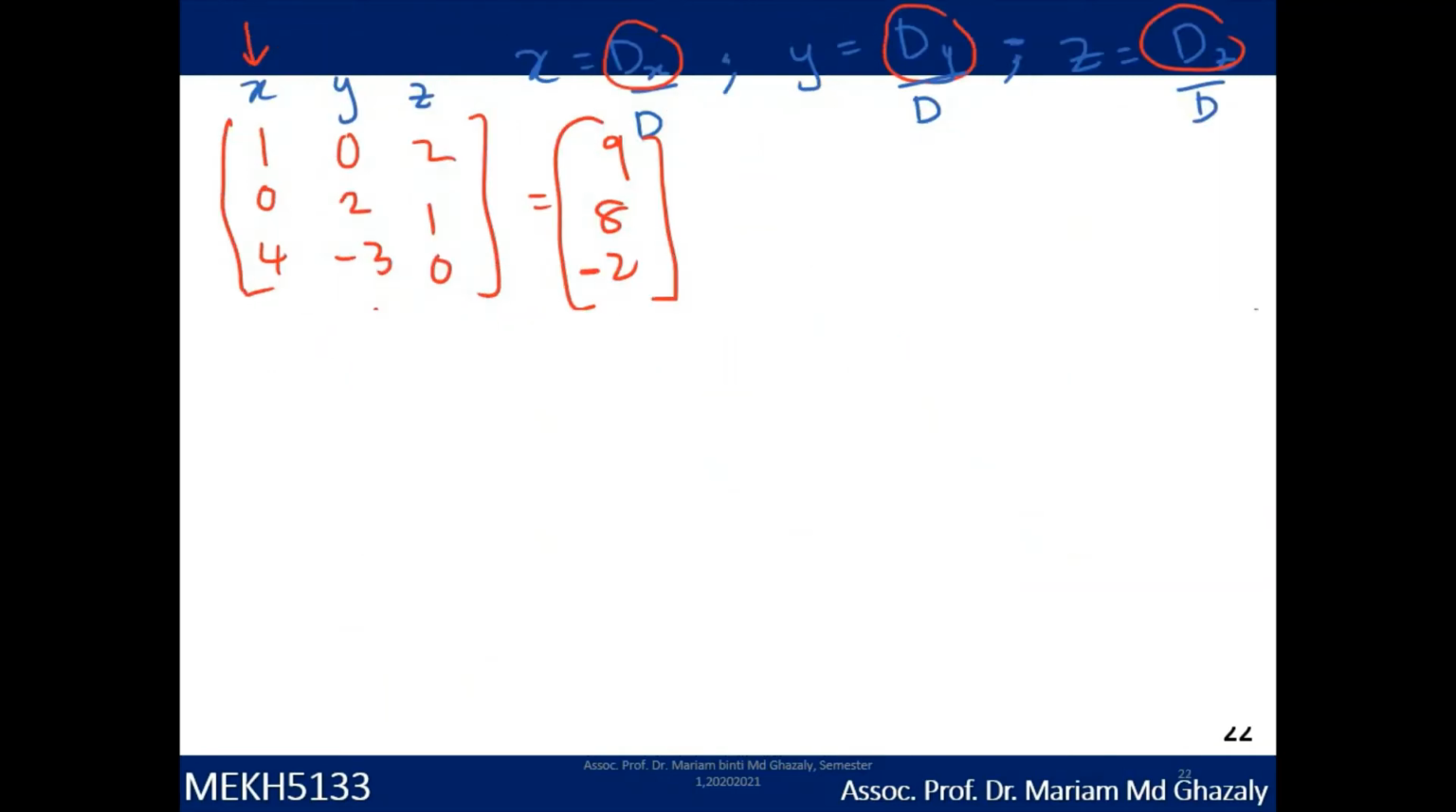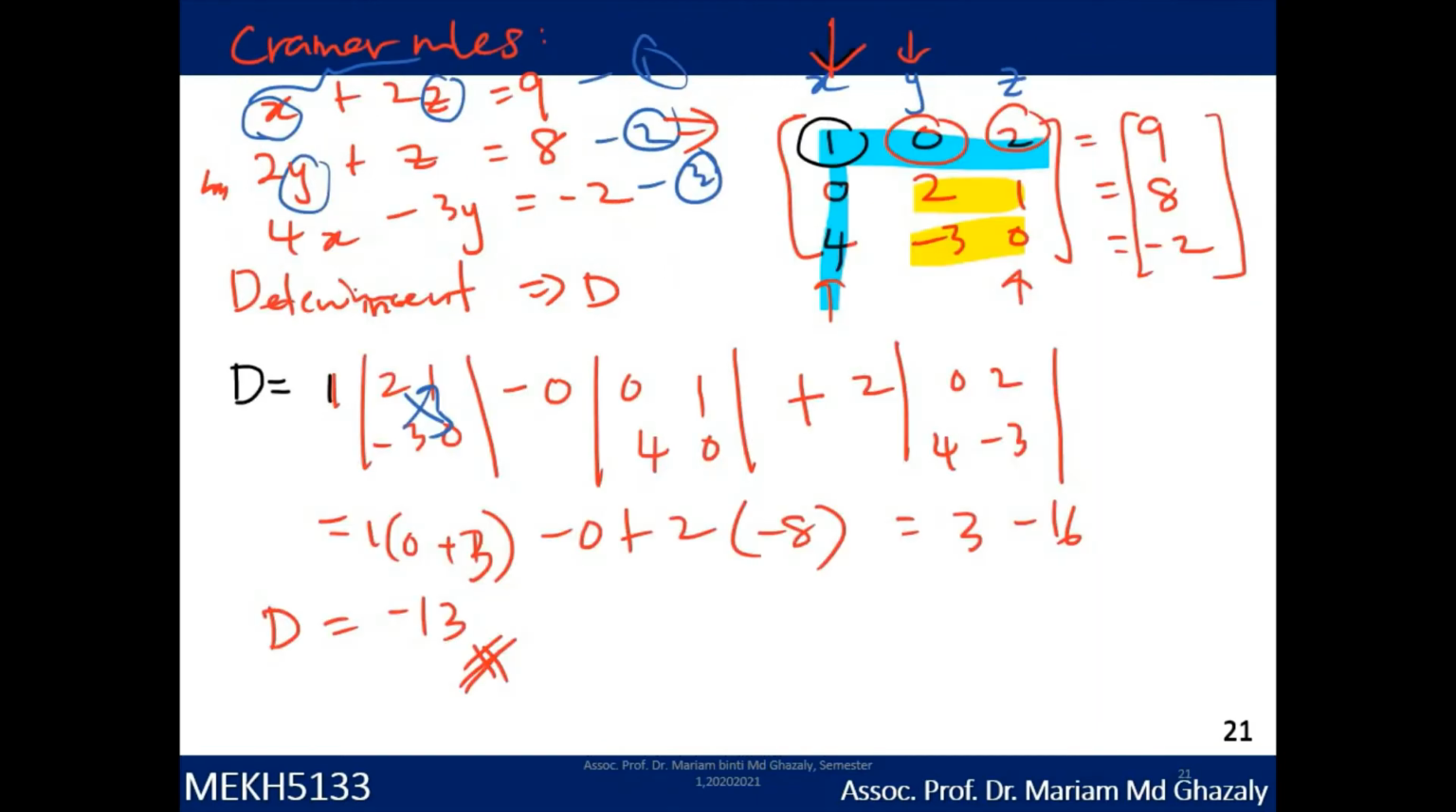Next we want to find the values for dx, dy, dz. The reason why: if you look at the original equations, in each of equations 1, 2, and 3, you have x, z; you have y, z; you have x, y.